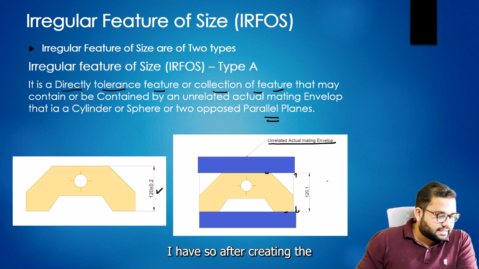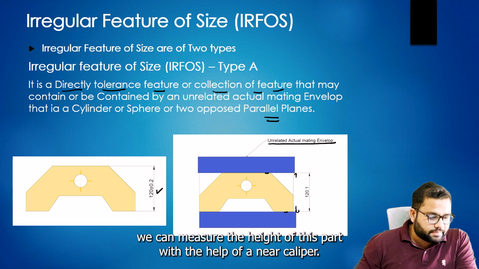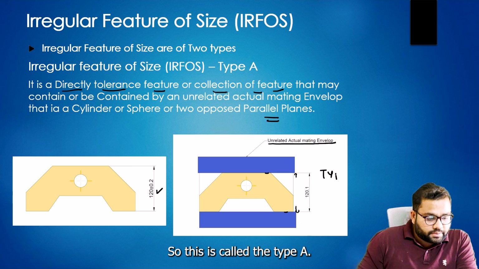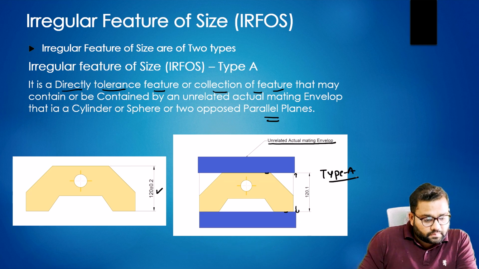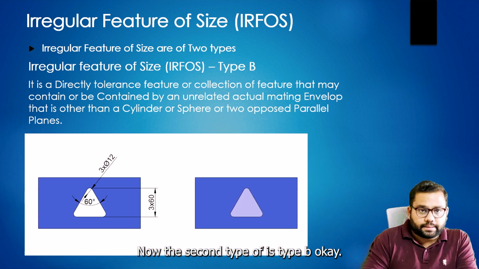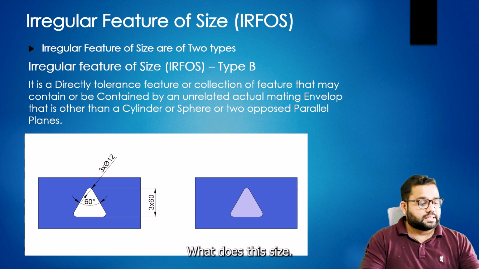So after creating the actual mating envelope, the height, we can measure the height of this part with the help of vernier caliper. So such objects are called the irregular feature of size type A. Now the second type is type B. So irregular feature of size type B, what does this say?